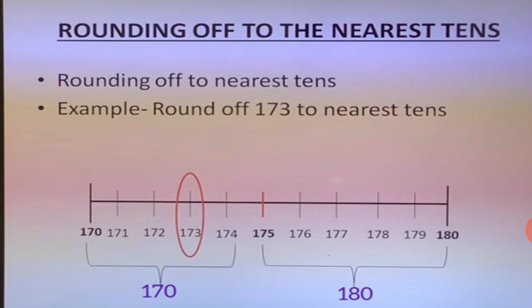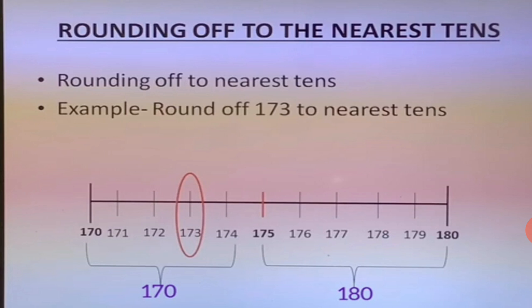So first of all, we look at the number at tens place. At tens place, the number is 7. Now we have drawn a number line from 170 to 180. Where is 173? 173 is here in the circle. Now if we look at this number line, 170 to 174 will be rounded off to 170 and 175 to 180 will be rounded off to 180.